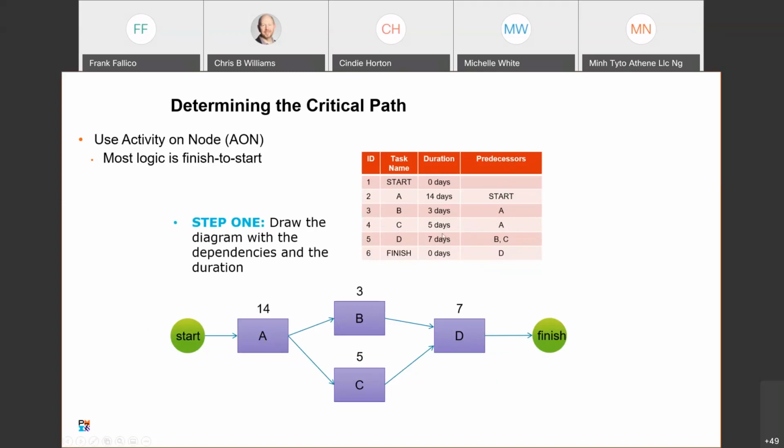Task C has a duration of 5. We put our 5 right above, and then it too comes after task A, right? And then activity D has a duration of 7 days, and its predecessors are B and C, and then we have the finish. So this is going to be our first step in building our forward path.